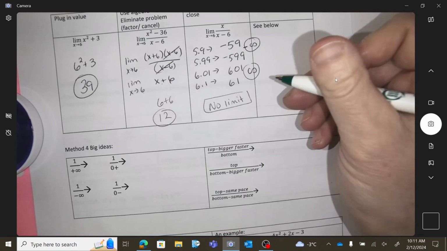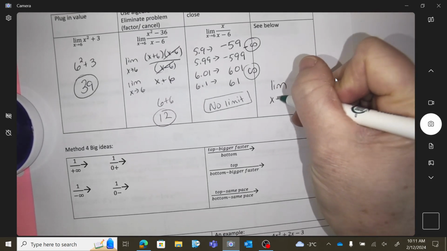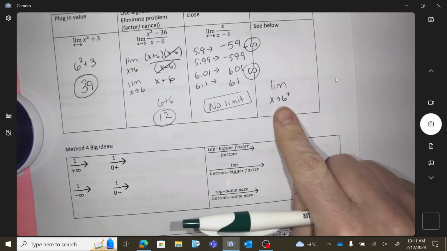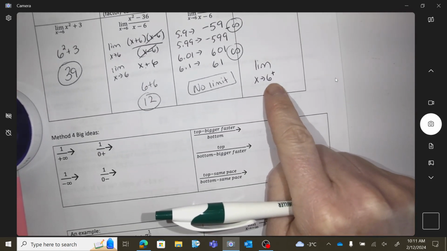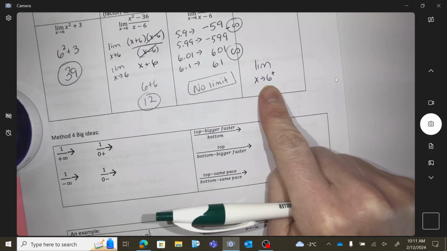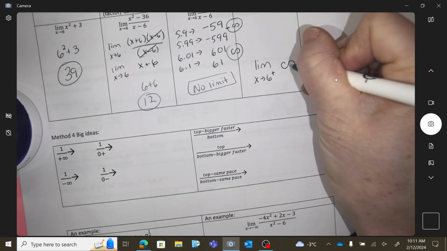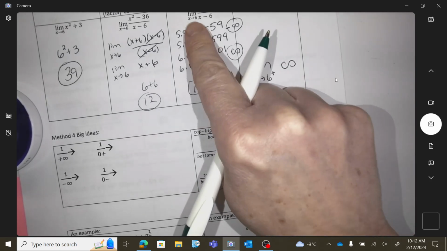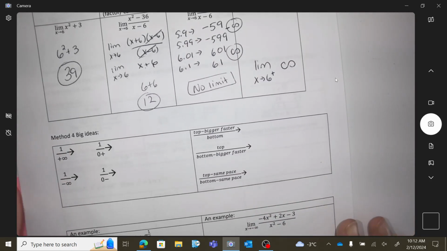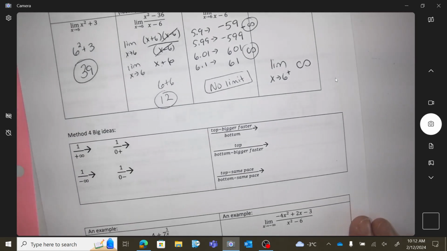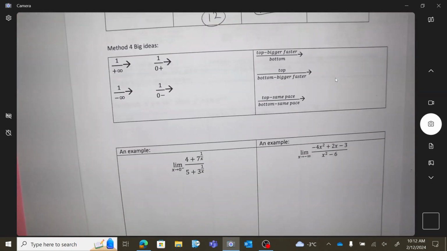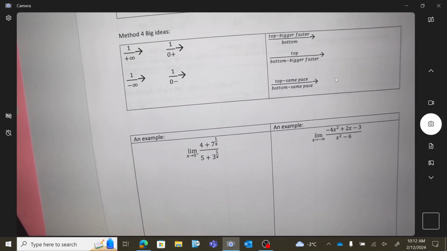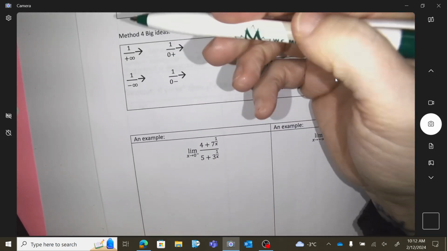If I wrote this differently, if the question had had this, what would the answer be? Then it would be that, right? So consider that. Okay, and then analyzing, well, there's just a bunch of stuff. So you should understand this.